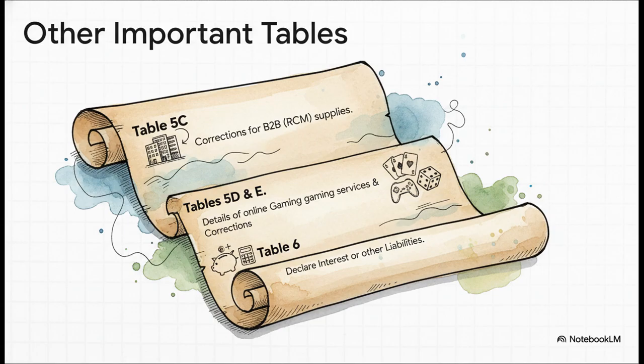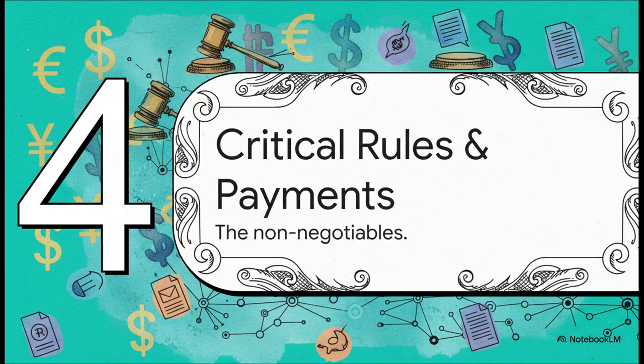And lastly, there's Table 6. That's kind of a catch-all for declaring any other liabilities, like if you owe interest on a late payment or something like that. Okay, let's get to the really critical stuff, the rules and payments. These are the non-negotiables you just can't ignore.